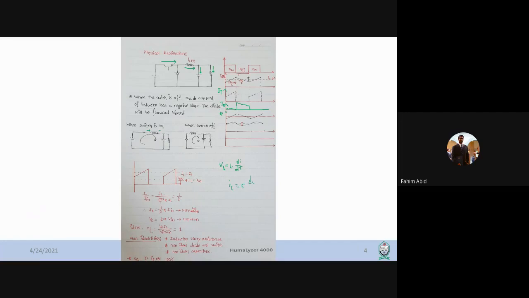That means the voltage across the capacitor should be the integration of the current across the capacitor. So if you integrate it, this is a straight line, so it follows something like y equals mx, a constant and x, and if we integrate it, it will become x square. So the curve of the voltage across the capacitor, this is the VC, will look somewhat like this. Okay, so this is also our output voltage, because this is the same as V out.